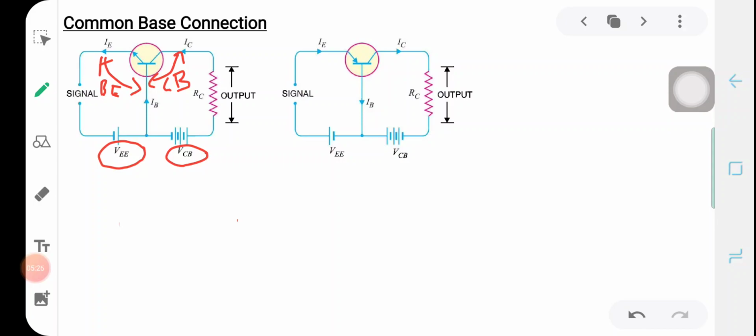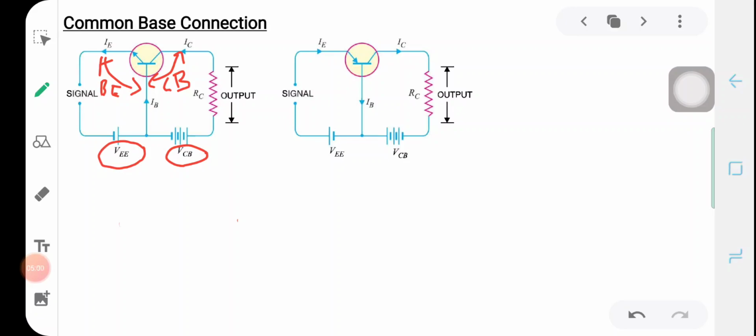And for the VCB, the negative of this VCB is connected to the base, and the positive of this VCB is connected to the collector of this NPN transistor, so the collector base junction is reverse biased. So VEE and VCB ensure that the base emitter junction is forward biased and the collector base junction is reverse biased.